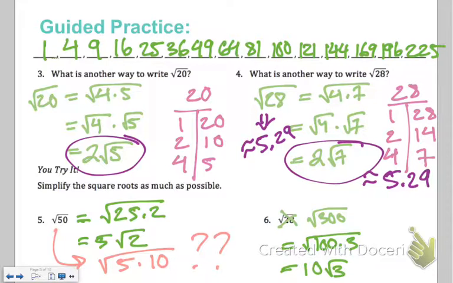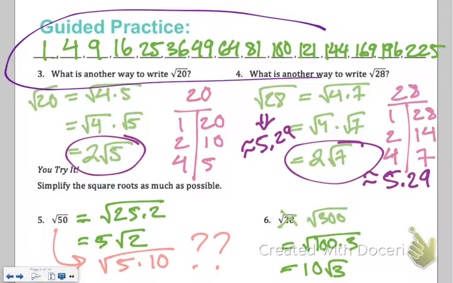No, because neither 5 nor 10 are perfect square numbers, so we're not able to break them down. So again, you're going to reference your list of perfect square numbers written at the top of your handout to find factors of the given number that are a perfect square.